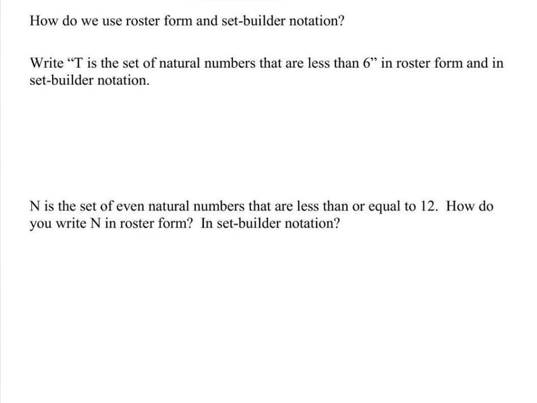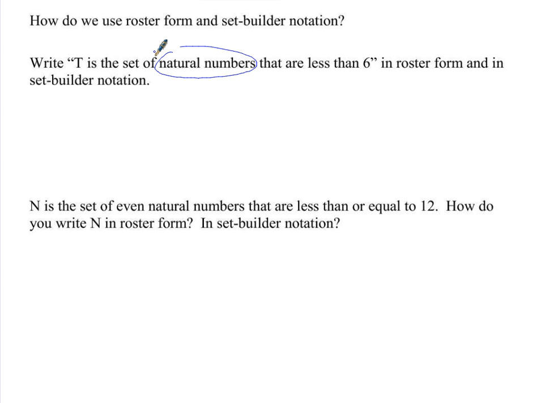Okay, so how do we use roster form and set builder notation? Well, I just gave you the answer to that question on the previous page. Let's write T is the set of natural numbers that are less than 6 in roster form and in set builder notation. So the first thing we have to do is remember, what are natural numbers? The natural numbers, a long time ago, it seems like probably 2 years ago, but actually it was only about a month and a half ago. They are positive whole numbers except for 0.